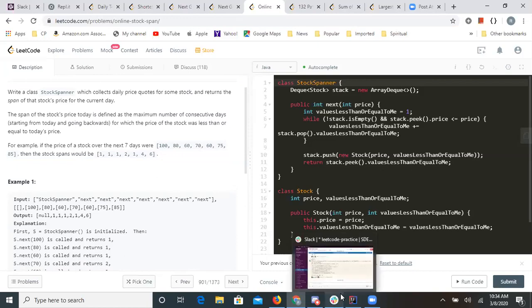So let's try to solve this then. I will try to stop sharing. I will try to go to the screen.